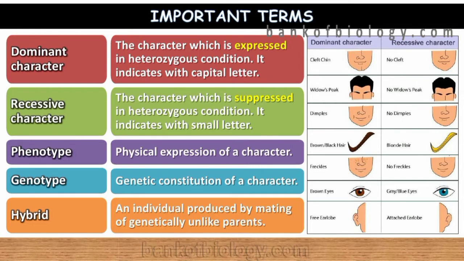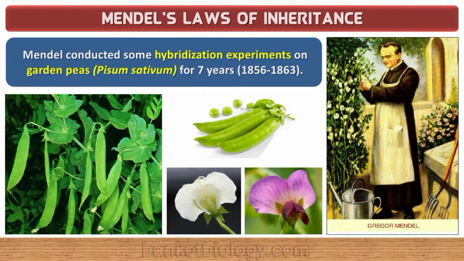Whereas phenotype, the physical expression of a character, means how it looks, physically, externally, will be called phenotype. Whereas genotype, the genetic constituent of a character, means either it is human, dog, cat, frog. These will be called its genotypes. Whereas hybrid is a combination of two, an individual produced by mating of genetically unlike parents. When two different species combine or reproduce, they will produce a hybrid offspring.